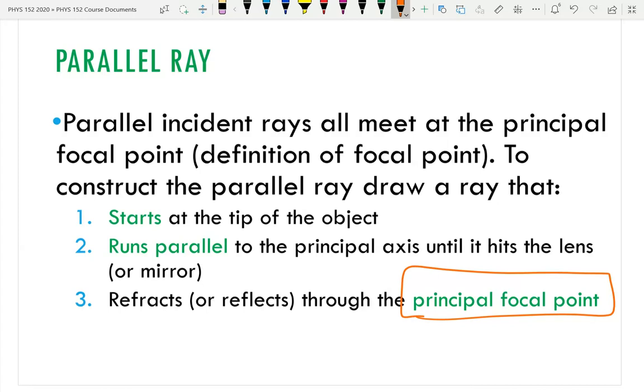So that's our first ray, which we're going to practice over and over. I'm going to try to remember to do the parallel ray in green so it'll all be color coordinated.